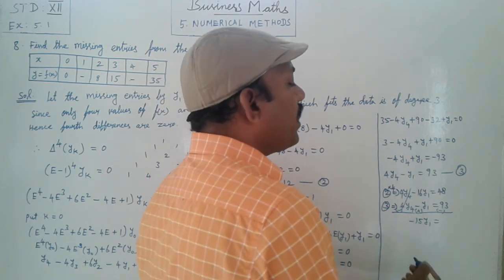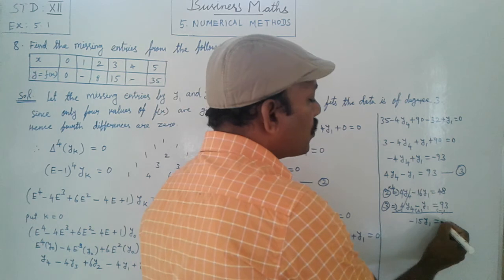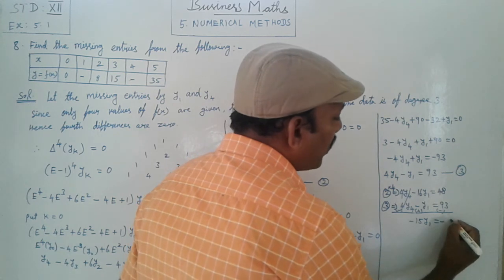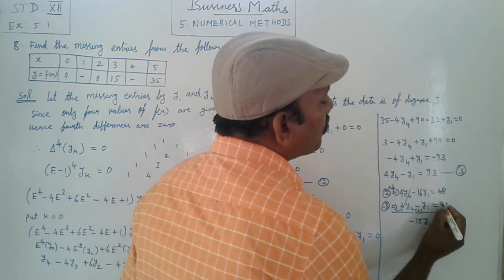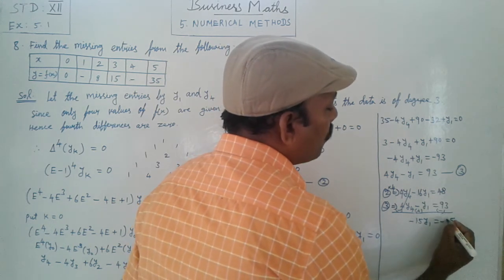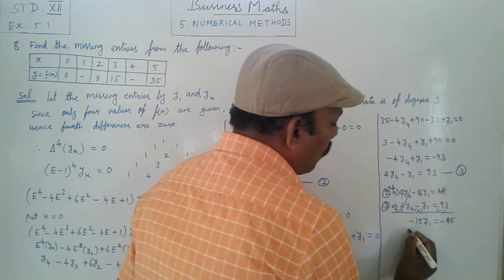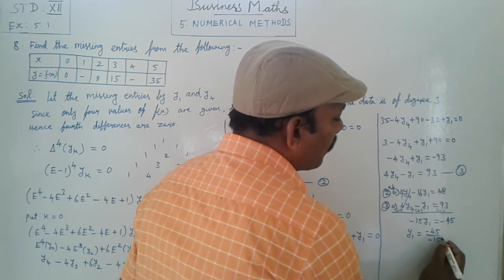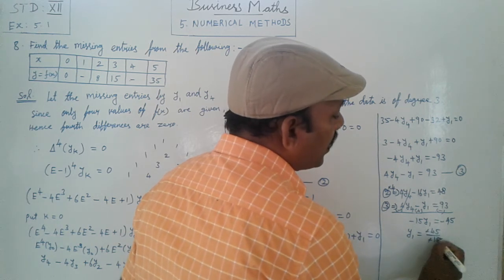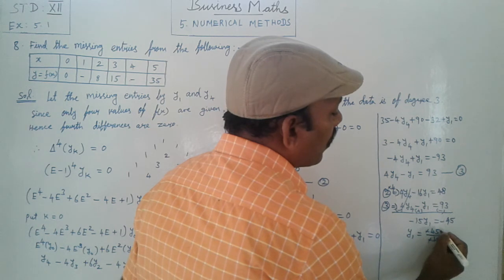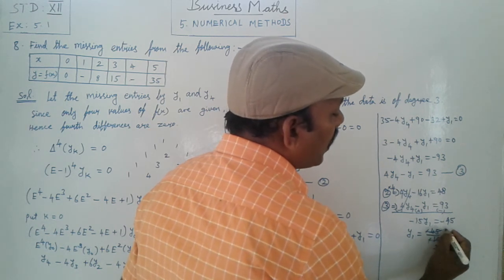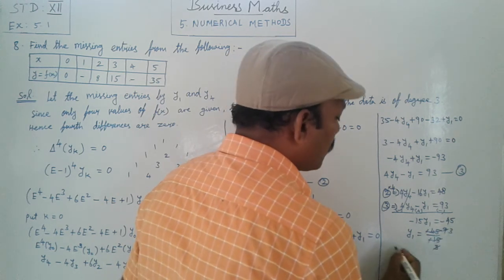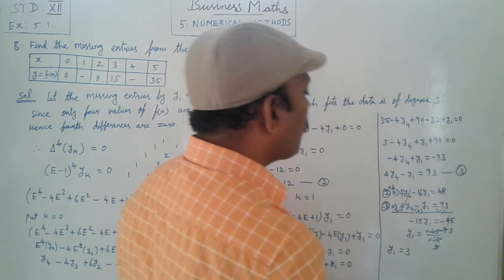93 minus 48. Here minus is the biggest number having the symbol, so minus; 13 minus 8 is what? 5. Next 8 minus 4 is 4, so minus 45. y1 equal to minus 45 divided by minus 15. So minus minus cancel, 5 table: 3 times 3 5s are 15, 5 table: 9 times 9 5s are 45. Now 3 and 9 cancelled 3 times. So y1 equal to 3.